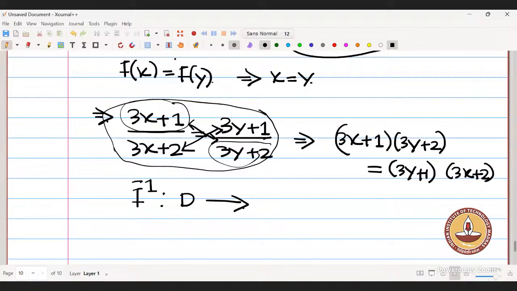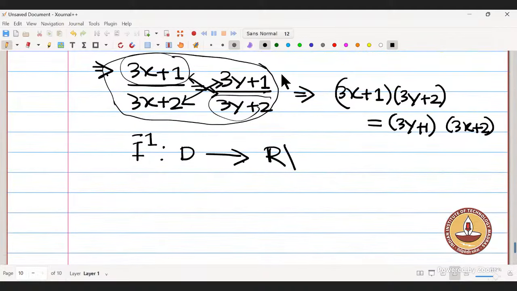So then f inverse is a map from d to R minus where? Minus 2 by 3, right? And then how are you going to compute the inverse?